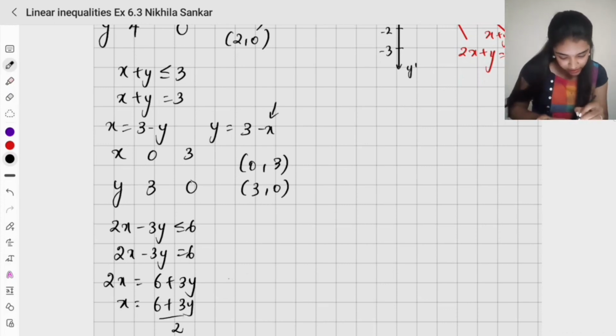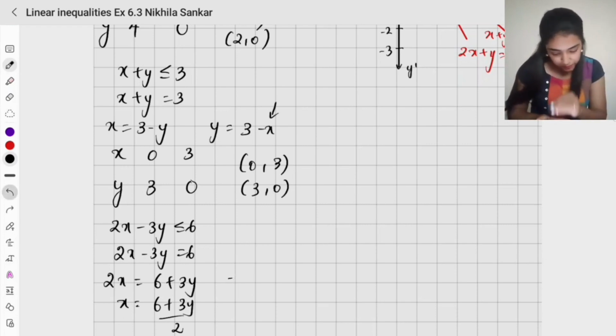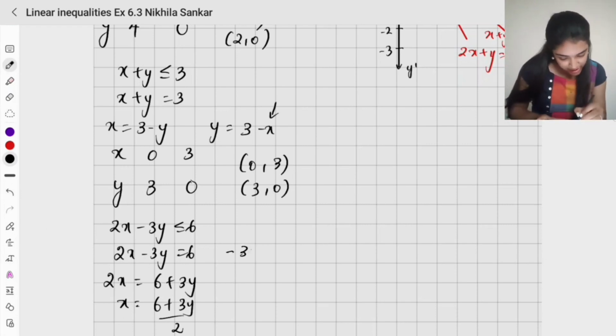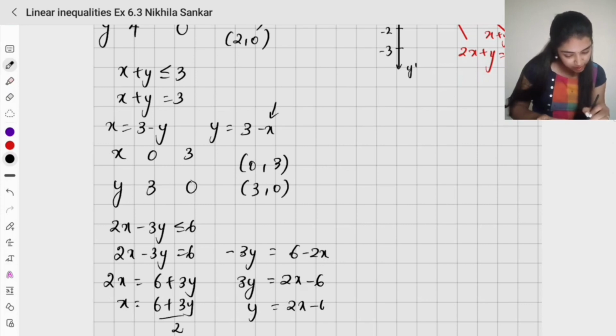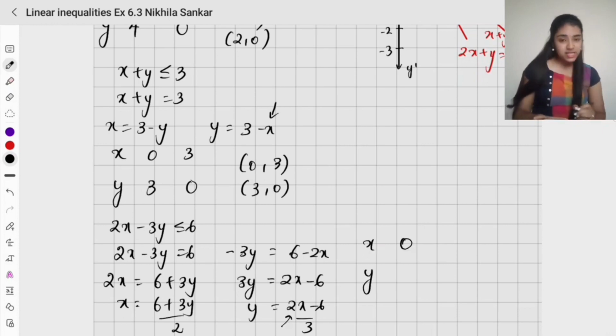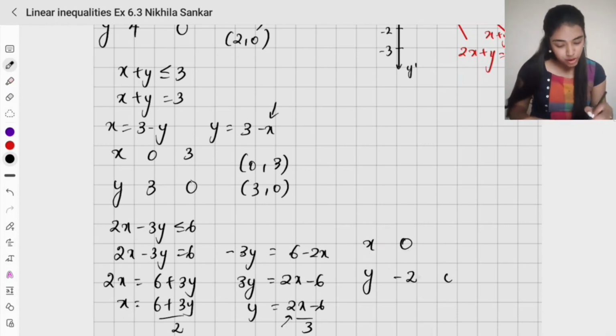In the same way, writing for y: minus 3y equals 6 minus 2x. Multiplying by minus 1, 3y is equal to 2x minus 6. Y equals (2x minus 6) divided by 3. Now, putting values for x and y: when x is 0, I'll have minus 6 divided by 3, which is going to be minus 2. When y is 0, 6 divided by 2, which is going to be 3.